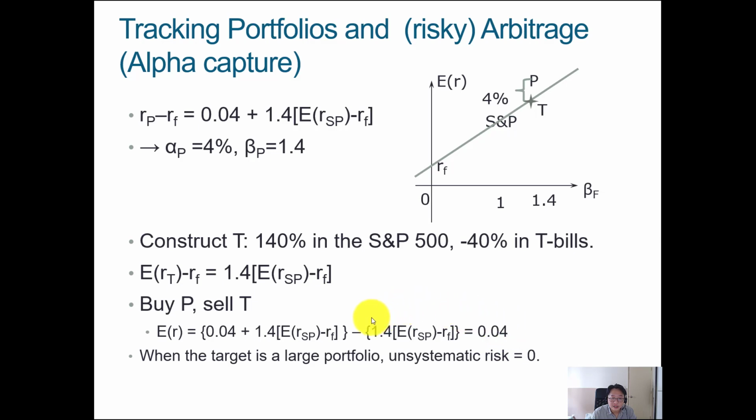So this is the return from portfolio T, and this is the return from portfolio P. So basically what we've done is arbitrage by buying P, which is this equation here, and then selling T, which is over here, and we earn an arbitrage profit of 4%, which captures this gap in between. So we're saying that these two portfolios had the same risk exposure, but different expected returns, so we get an arbitrage profit of 4%. This is when the target is a large portfolio with unsystematic risk that equals 0.